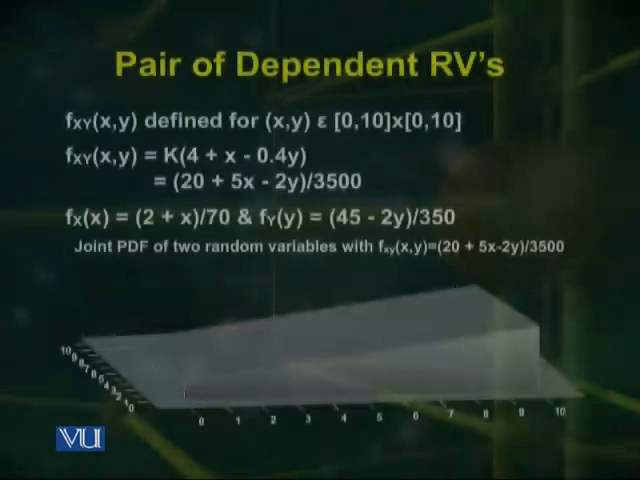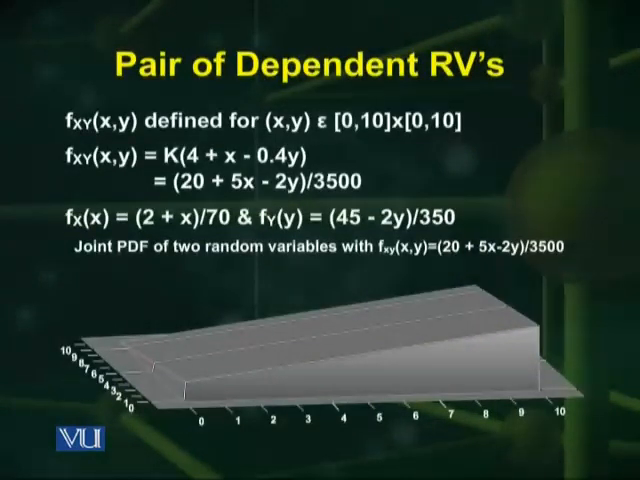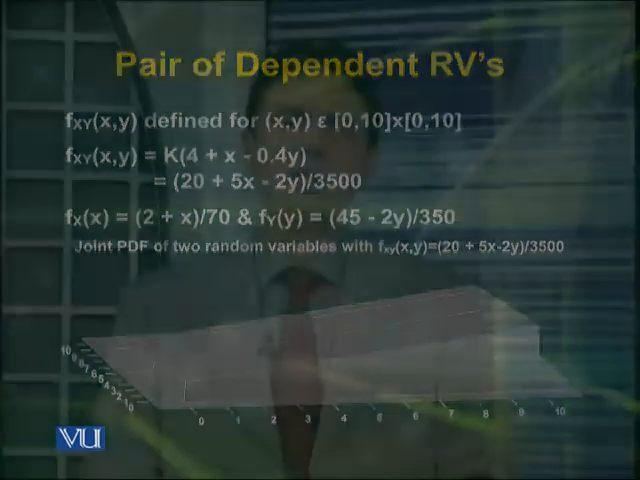The two marginal densities for this joint density are also shown on your slide, and the marginal density of random variable x is (2 plus x) divided by 70, and the marginal density of y is (45 minus 2y) divided by 350. These two marginal densities also follow the behavior of the trajectories along the x and y axes. As you saw, trajectories along the x-axis rise, and so does the marginal density of x. And trajectories along the y-axis go down, and so does the marginal density of y.